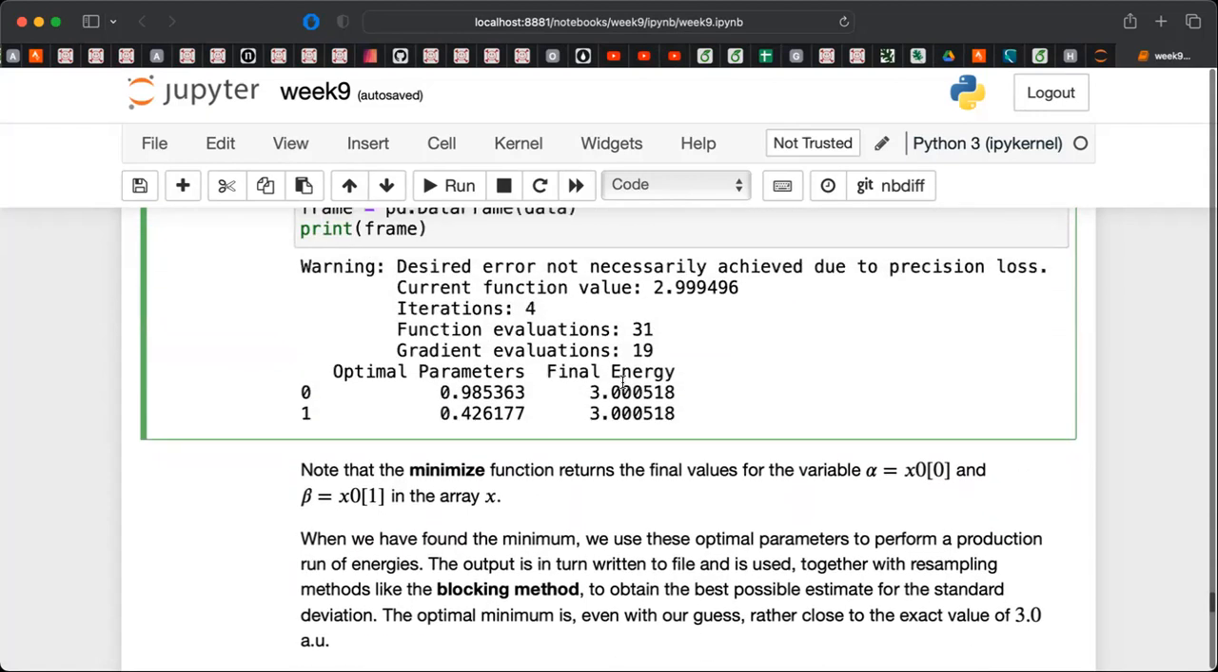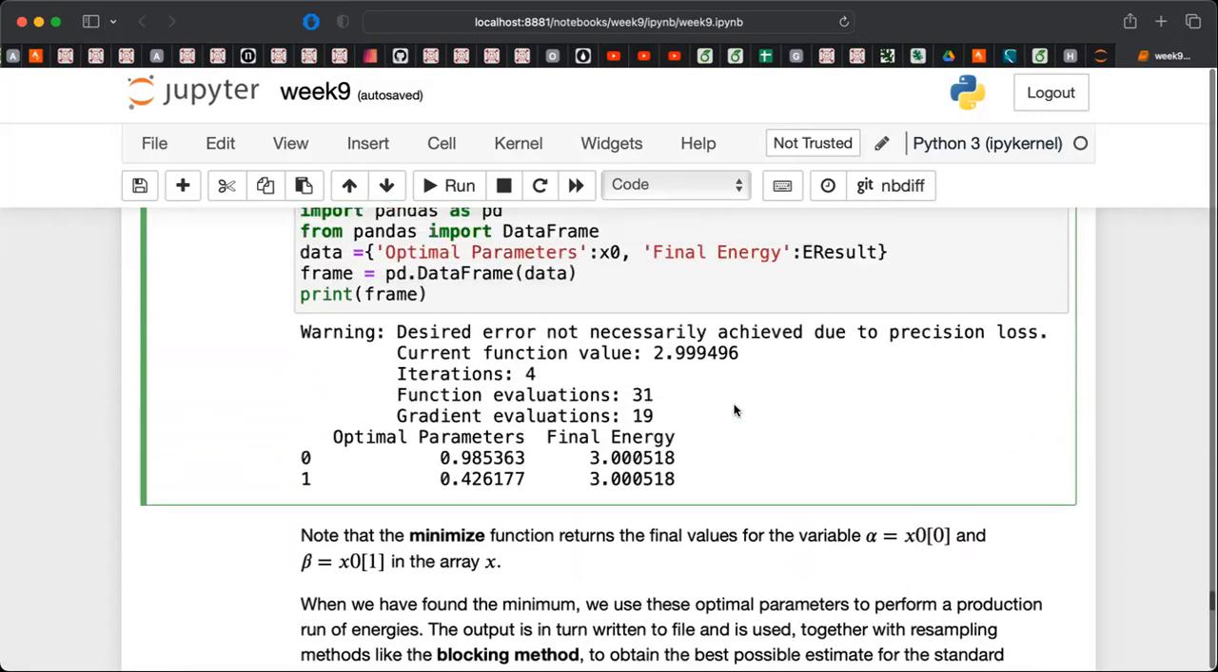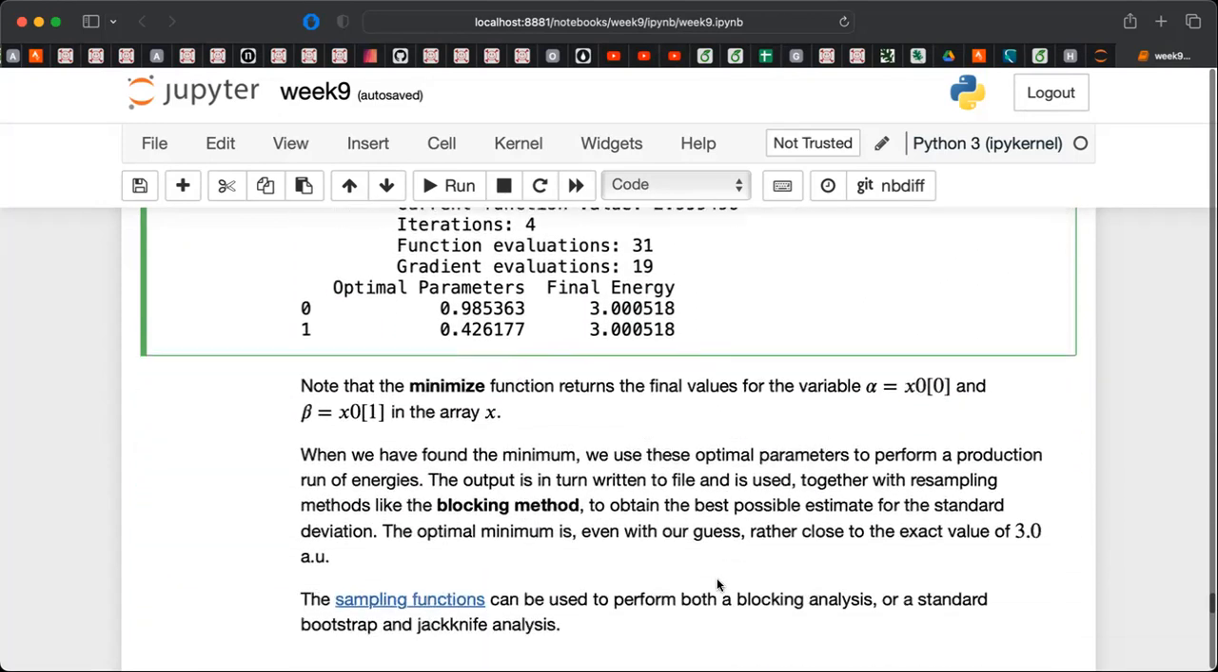So this result is actually pretty close to the exact result. And if I were to increase the number of Monte Carlo cycles here, I could get a result which is getting closer and closer. But still, since I don't have the exact wave function, I wouldn't be able to get the exact result. But I'm getting pretty close, which is not bad, with a very simple answer for the wave function and only 2 parameters.